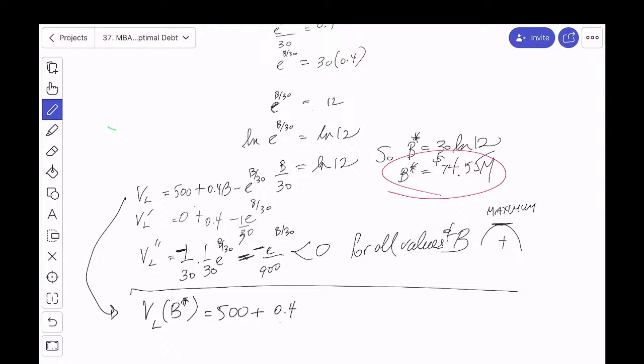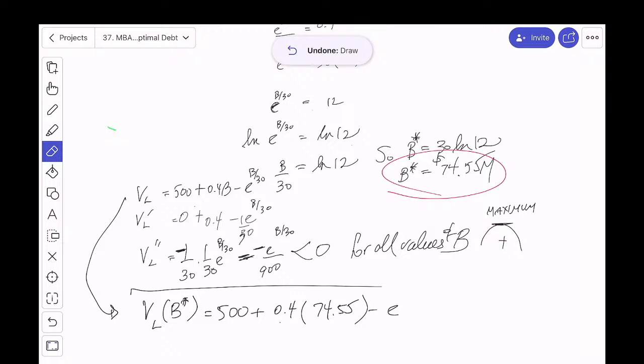So this would be, oops, I'm going to put 74.55 in there. And then minus e to the 74.55 divided by 30. Let me erase this line. So this would be the optimal value of the firm.